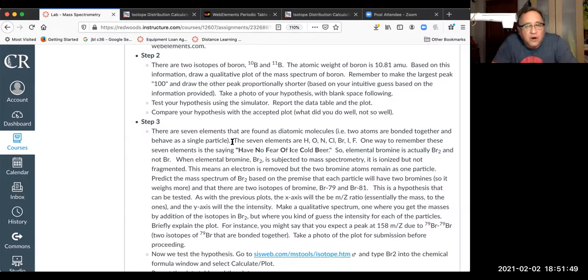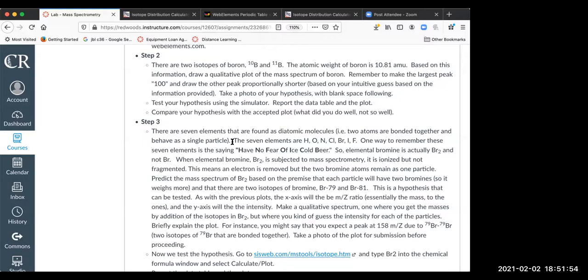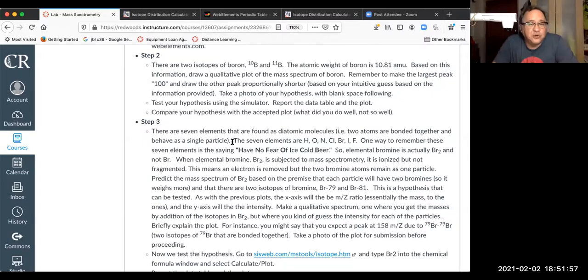Now, the atomic weight of boron is 10.81 AMU. That means your average atom weighs 10.81 AMU. Based on this information, draw a qualitative plot of the mass spectrum of boron. Remember to make the largest peak 100 and draw the other peak proportionally shorter based on your intuitive guess based on the information provided. Once you have this drawn, take a photo. There should be blank space following, so I know you haven't done the rest of the lab. Take a photo of your hypothesis, and you're going to be sending that in.